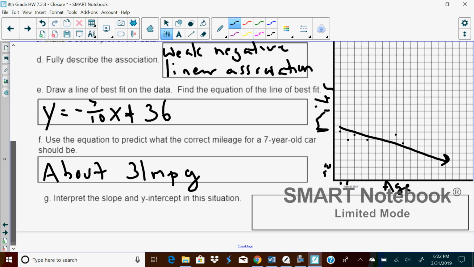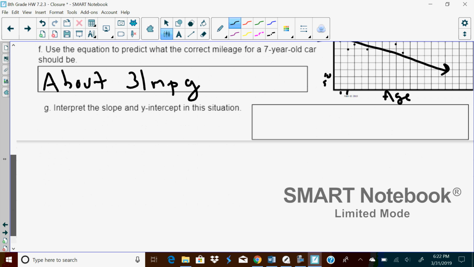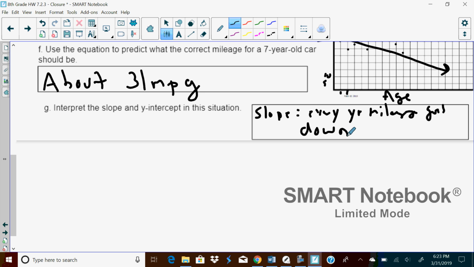So the slope is saying that for every year the mileage goes down. And then the y-intercept is that right now, so new, it has 36 miles per gallon.